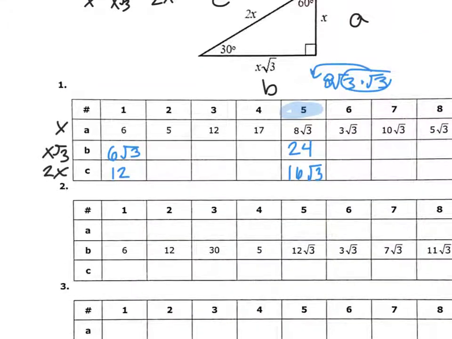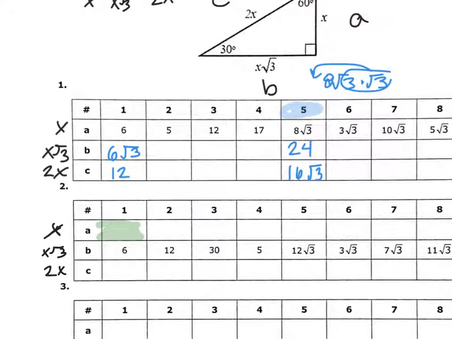All right, I'm going to go and take a look at the second problem set. Once again, I want to go ahead and label off to the side. We have A is our X, B is our X square root of 3, and then C is our 2X. So this one, we have 6 as our first problem, and 6 is representing our X square root of 3.